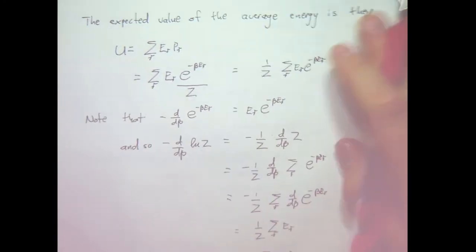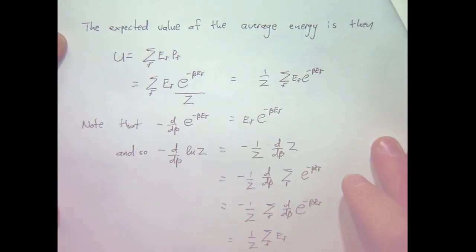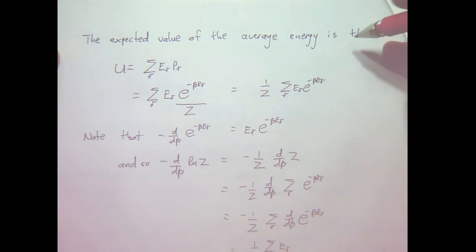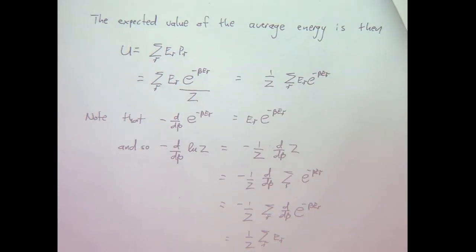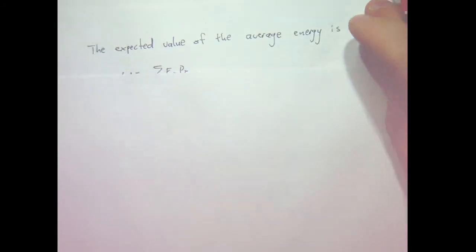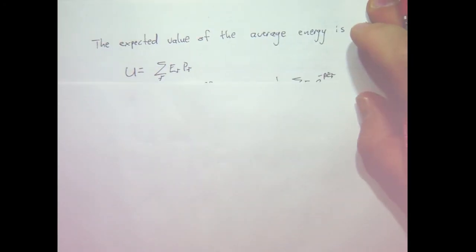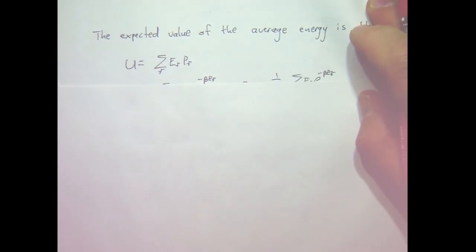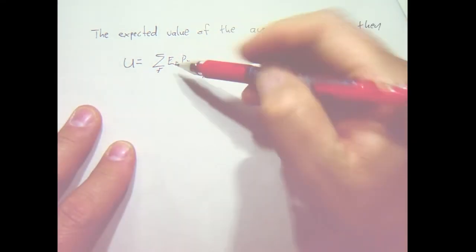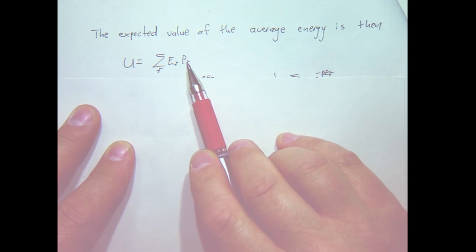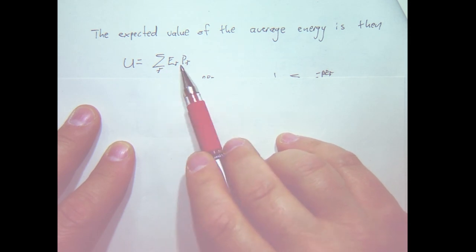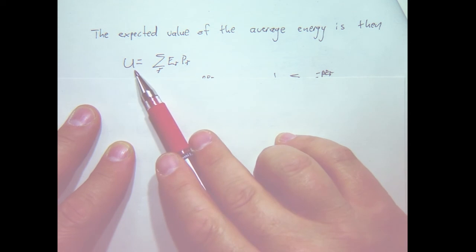Okay. So the expected value of the average energy. Now let's start. This is from the basic high school definition of average. So back to high school. The average of a quantity is the possible value times the probability of the value, summed over all cases. That's just the definition of mean.